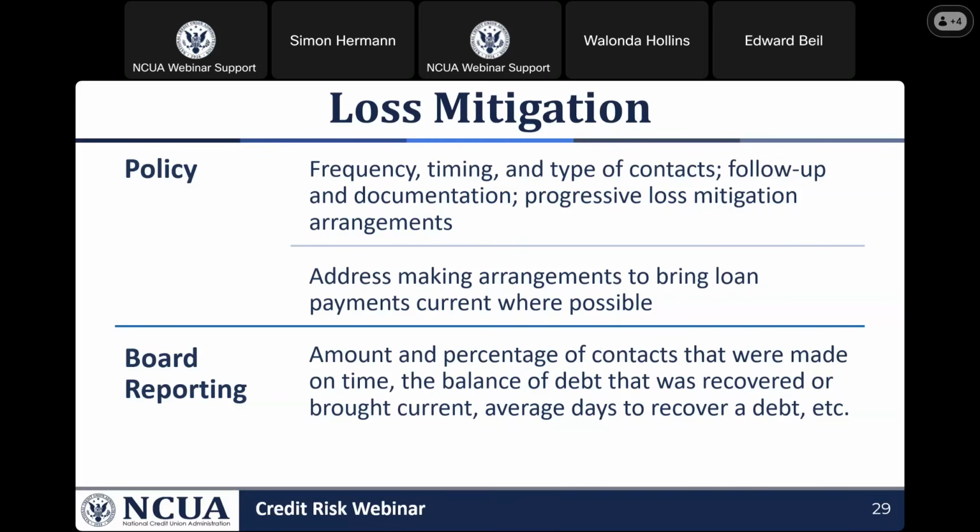This can include key performance indicators and trending information that covers the number and percentage of contacts that were made on time, as well as the type of contacts that were made, the number or amount of modified loans that are not performing, the amount of debt that was recovered or brought current within the period, and the average days to recover a debt, etc. When corresponding with borrowers, these credit unions typically ensure that the borrower understands all the payment options and other potential products that may be available to them.